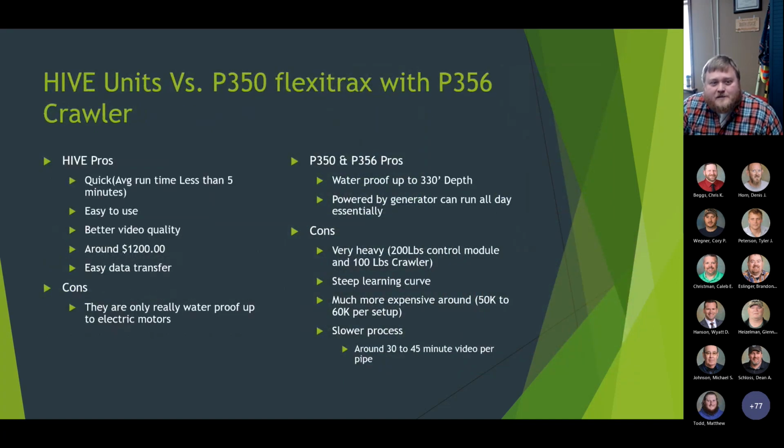A little bit of pros and cons versus our Hive and the P350 FlexiTrack. The Hive is quick. Average runtime is typically less than 5 minutes per video. I guess every once in a while we had one that maybe bumped up to 10, just depending on conditions of pipe and what kind of sediment and mud is in them. They're easy to use. The GoPro has better video quality. They cost around $1,200 to put together, so fairly inexpensive. And then transferring the data from the GoPro to your tablet and then computer is much easier.